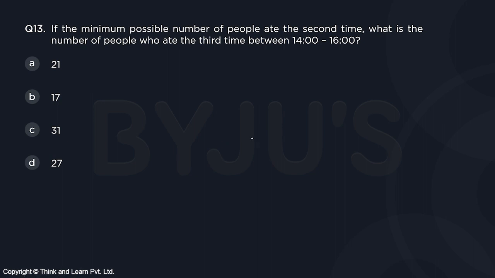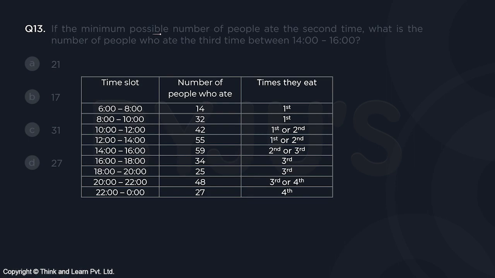Here is question 13. If the minimum possible number of people ate the second time, what is the number of people who ate the third time between 14 and 16? Minimum possible number of people ate the second time. We did it in the very first question, if you guys remember. So we got these 88 eating at the first time. From here, 12 people eating for the first time, 43 people eating for the second time. And out of these 59, I said that 38 people, which we took as A, are eating for the second time. So 59 minus 38, 21 people ate for the third time.